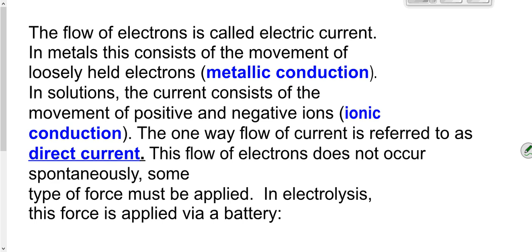Now, this flow of electrons is usually called electric current. And when it's going through a wire, that's metallic conduction. When that current flows through a solution, and a lot of these reactions will have to happen in a solution, then we call it ionic conduction. Regardless of whether the electrons are flowing through a wire or a solution, the current is in one direction. It is one way, and we call that direct current.